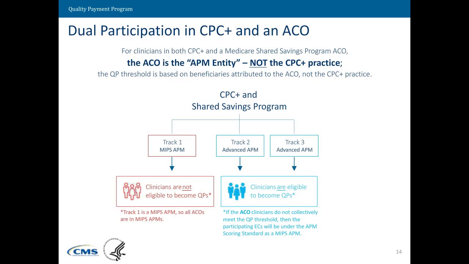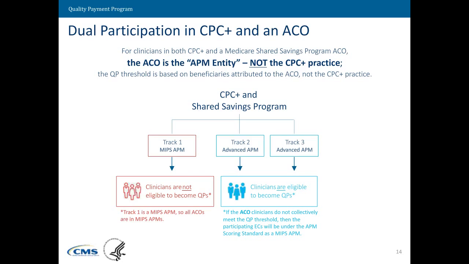Shared Savings Program ACO. As you can see, if you're a dual participant, and again, a dual participant means you are participating in a CPC Plus practice and a Shared Savings Program ACO, and you're in track 1, you are not considered to be in an advanced APM, and therefore you're also not eligible to become a qualifying participant. But if you are on the Shared Savings Program participant list on one of the 3 previously mentioned dates, then you will be included in the MIPS APM scoring for the Shared Savings Program. And we'll go through these reporting and scoring requirements on the next slide.